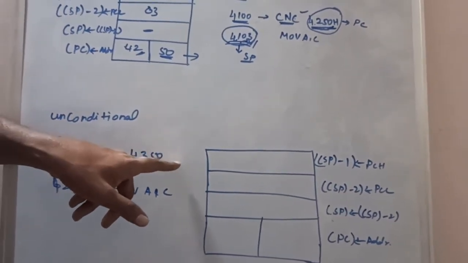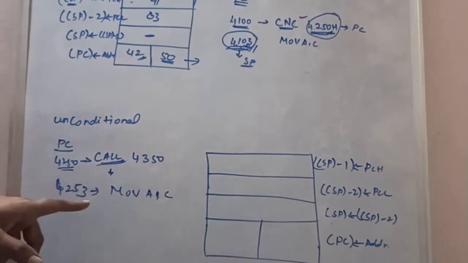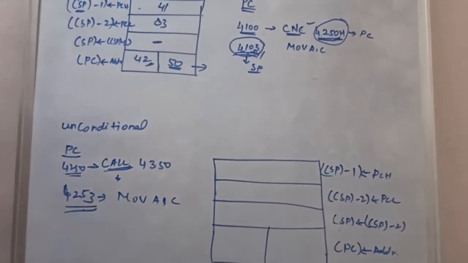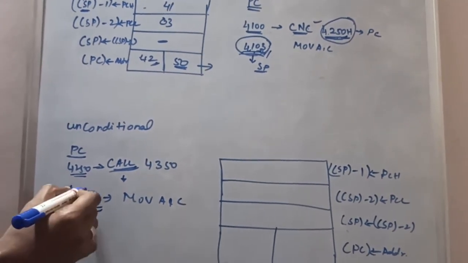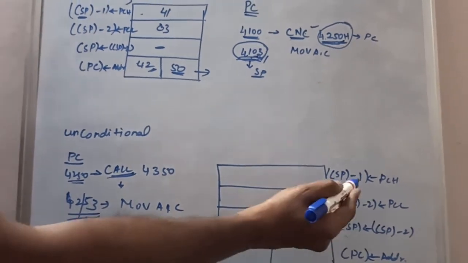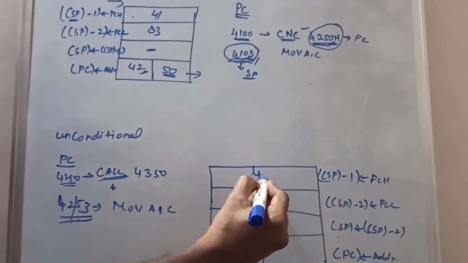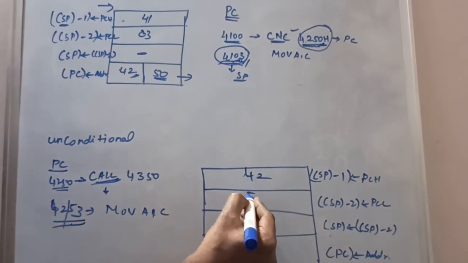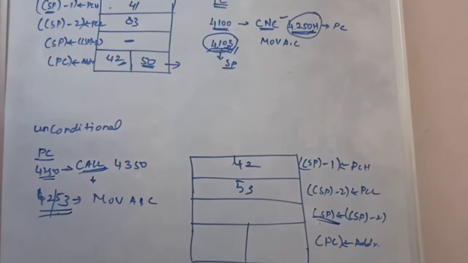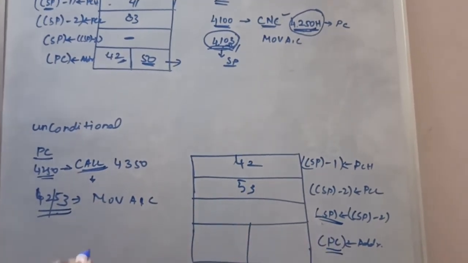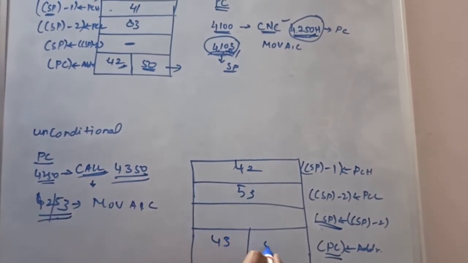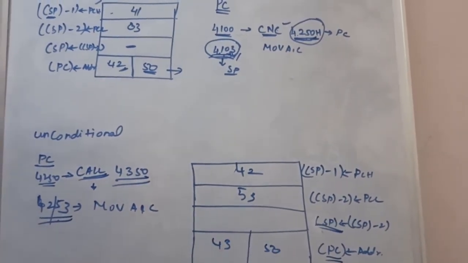After the call program finishes, once the call function is finished, it comes back to the main program. This memory location 4253 is stored to the stack: 53 is the lower order address and 42 is the higher order address. First you load the higher order address 42, then the lower order address 53. Now the stack pointer is pointing to SP minus 2. The new value of the program counter you get from here: the higher order address is 43 and the lower order address is 50.